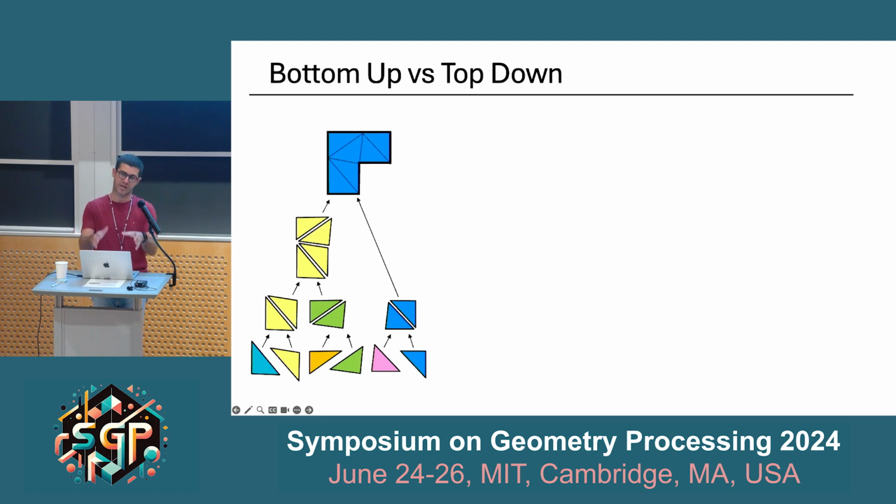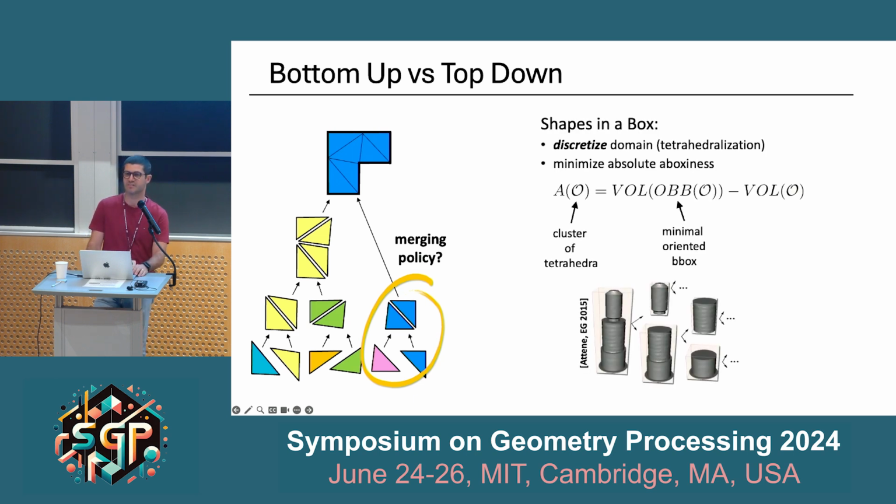And if you have constructed this tree taking into consideration geometric problems that relate to fabrication, the decompositions that you have in this tree are suitable for that particular fabrication problem. And so the question that you ask yourself anytime you need to build one little piece of this tree is, what is my merging policy? How do I merge different elements? One representative example of this category is, for example, Shapes in a Box, which is a paper that Marco did back in 2015, if I remember correctly.